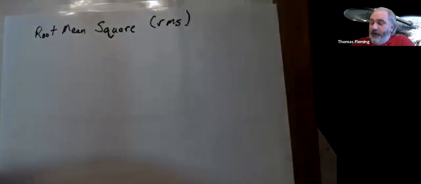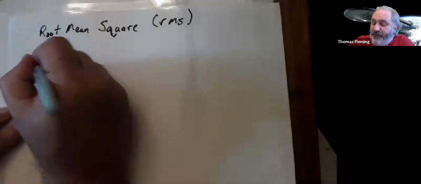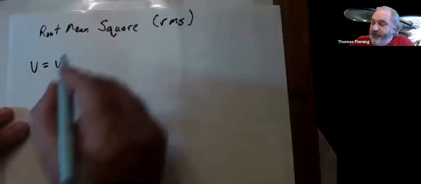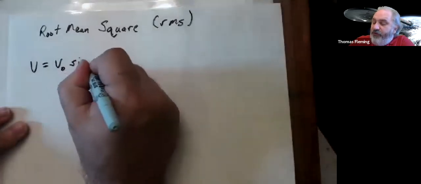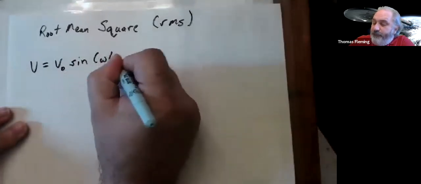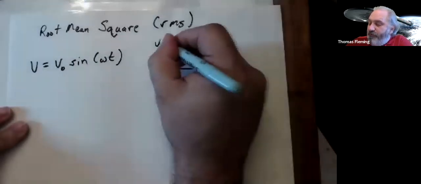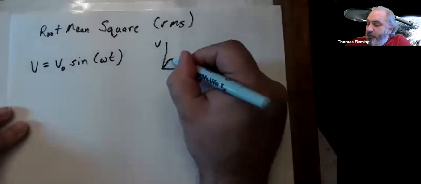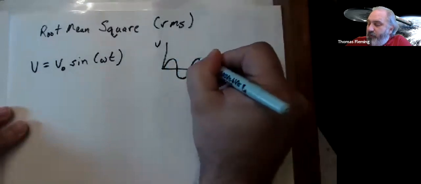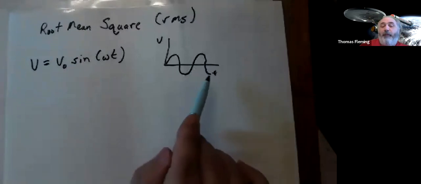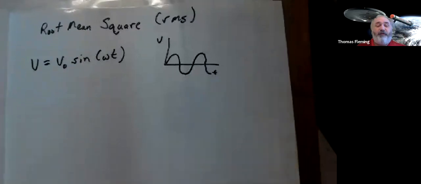So here's the idea. We've got a voltage that looks something like this. Our voltage is some maximum voltage, V naught, times a sine or a cosine of omega t. It's some kind of function that looks like a sine wave. Obviously, we can't average it now because we get 0. So here's what we do.